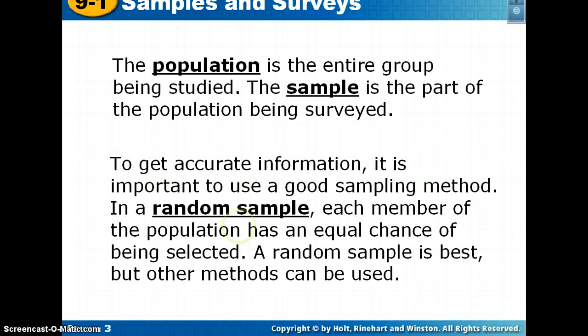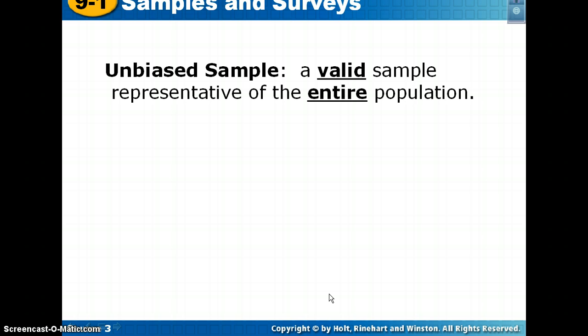In a random sample, each member of the population has an equal chance of being selected. A random sample is best, but other methods can be used. Okay, unbiased sample. You have some notes that you can fill in. An unbiased sample is a valid sample representative of the entire population. Fill that in.